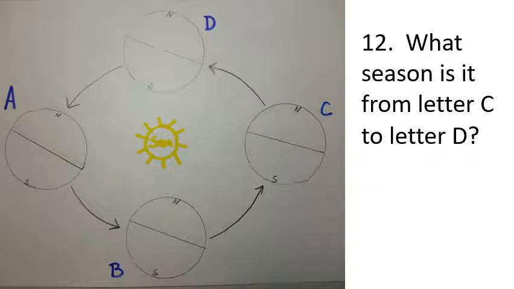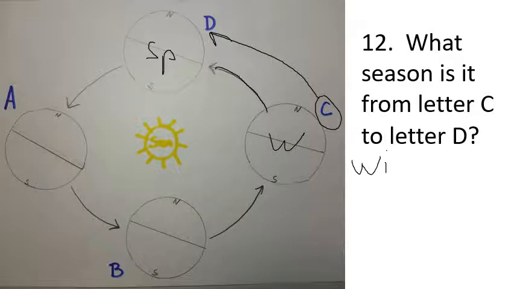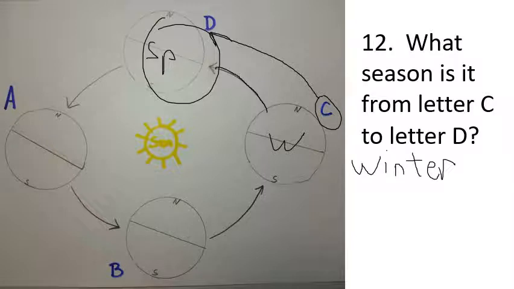What season is it from letter C to D? So we got C here and we're moving to D. Well, this starts winter, this starts spring. So every day in here from C to D is winter, because you don't start spring until this day right here. So every day from C to D is winter time, from end of December to end of March.